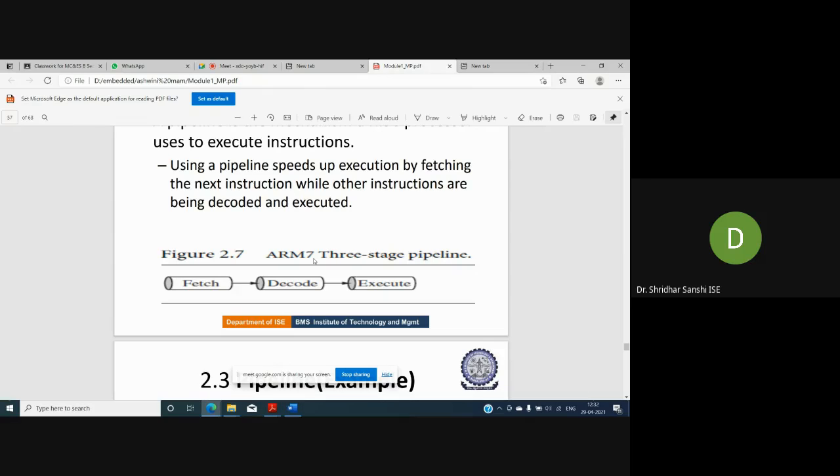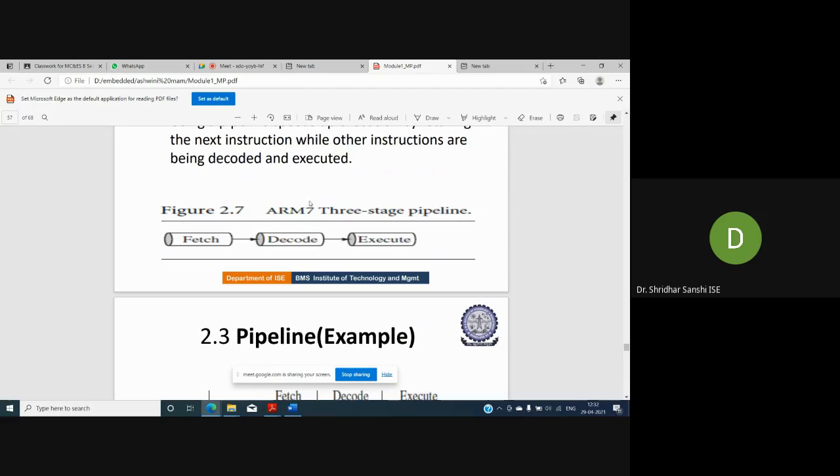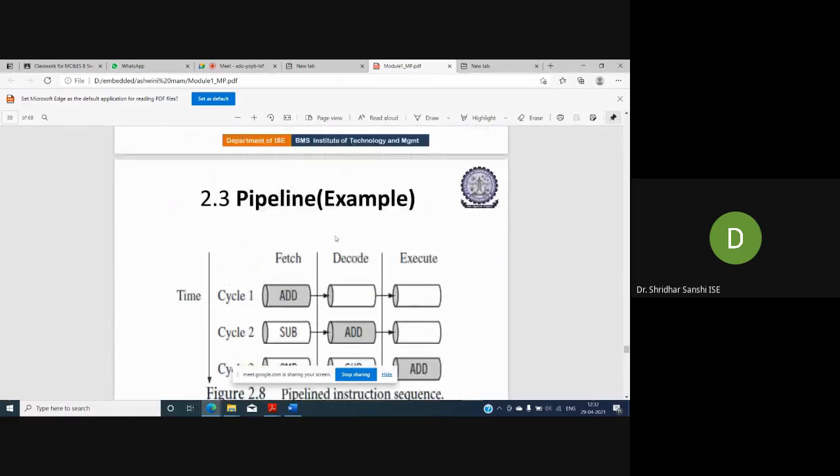ARM9 uses 5 stages. ARM10 uses 6 stages. I think I told you this when we were discussing the family, so that you will understand what is meant by pipeline. So now this is the concept: we can fetch the next instruction to be executed whenever we are executing the current instruction. That is the idea. So here is an example.